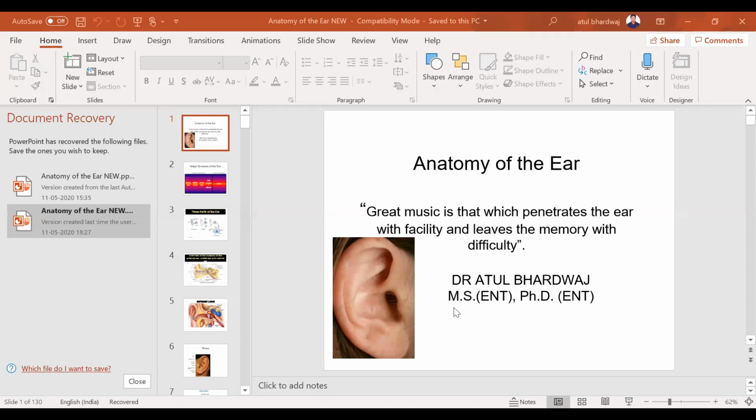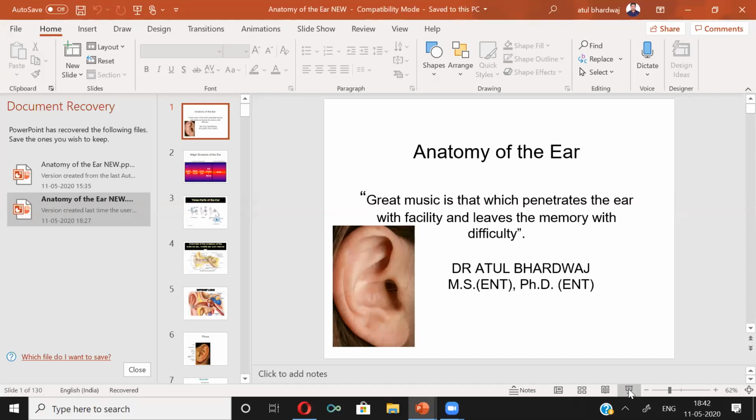Hello, friends. This is the second class of the series of e-learning classes, and we are having a discussion on the topic of anatomy of the ear. In the previous class, we discussed the anatomy of the external ear. Let me expand this slide.